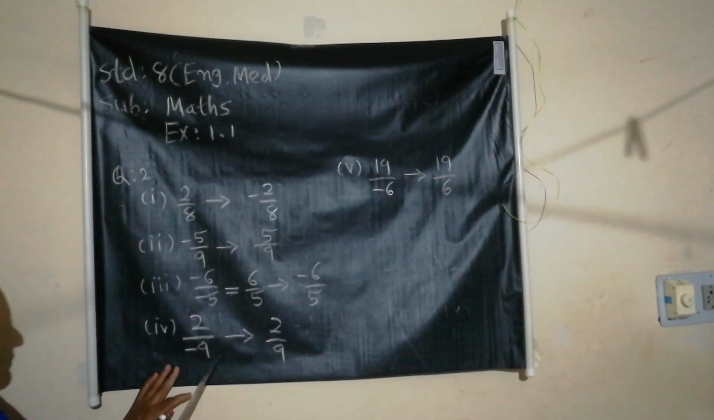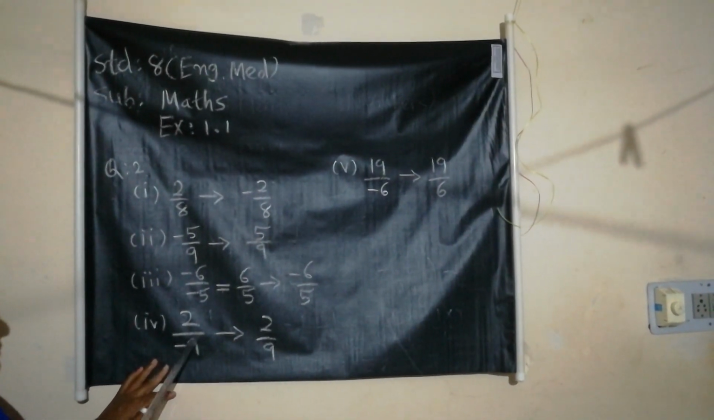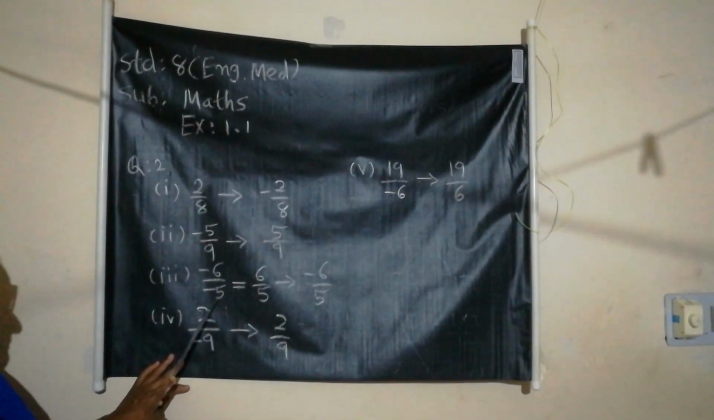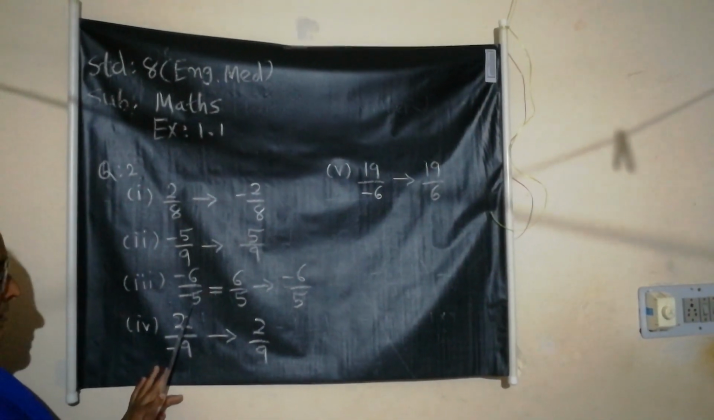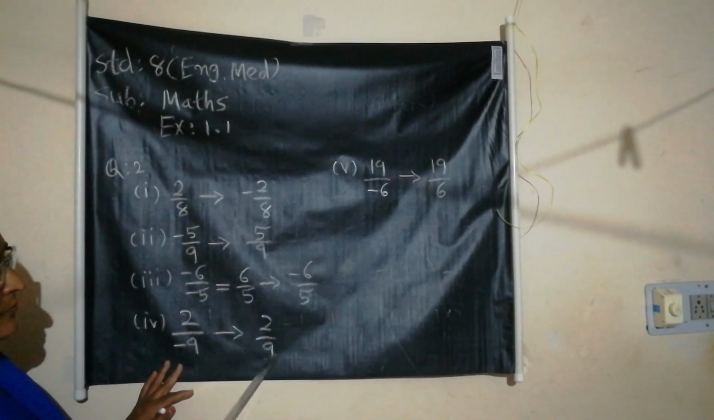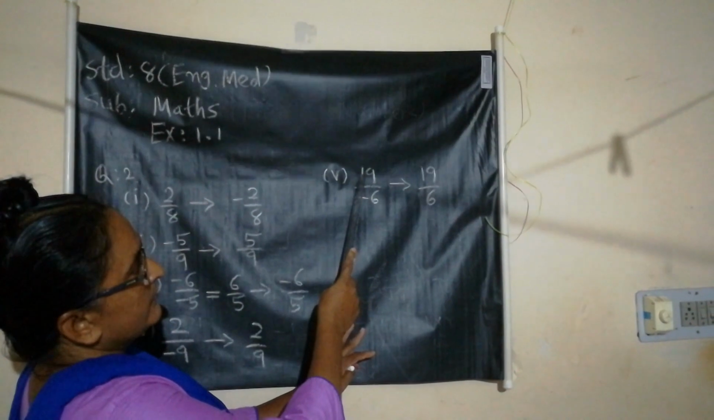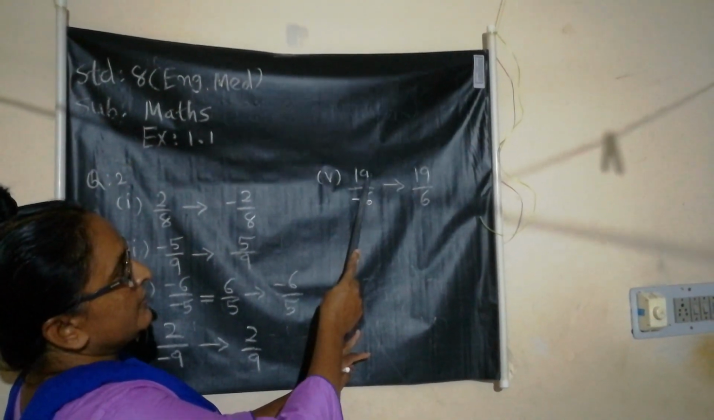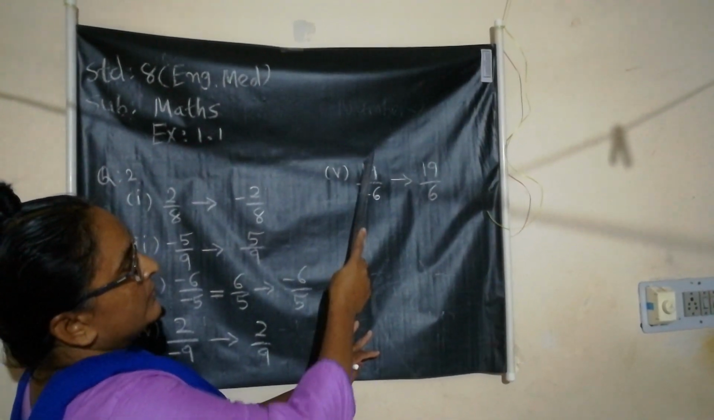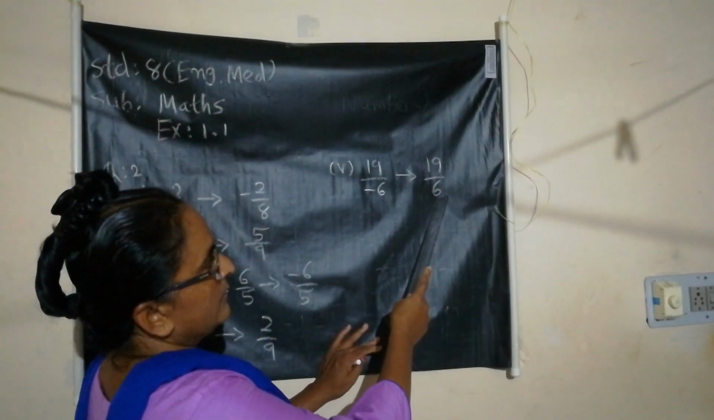2 upon negative 9. Here the numerator is positive and the denominator is negative. Therefore, this given number is a negative fraction, a negative rational number. Therefore, the additive inverse of this number is positive 2 upon 9. Here also the numerator is negative, the denominator is negative and the numerator is positive. Therefore, this number is negative. Therefore, the additive inverse of this number is positive 19 upon 6.